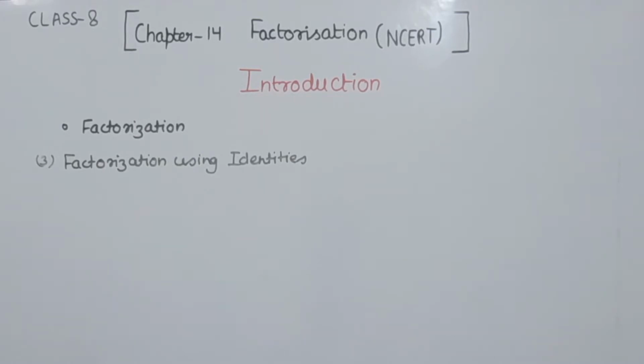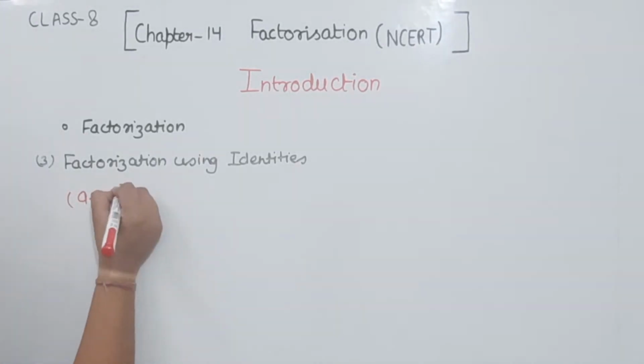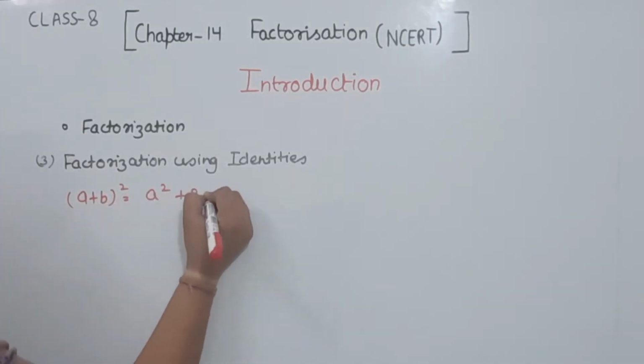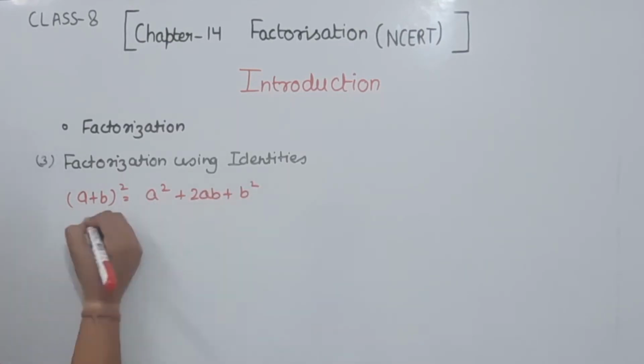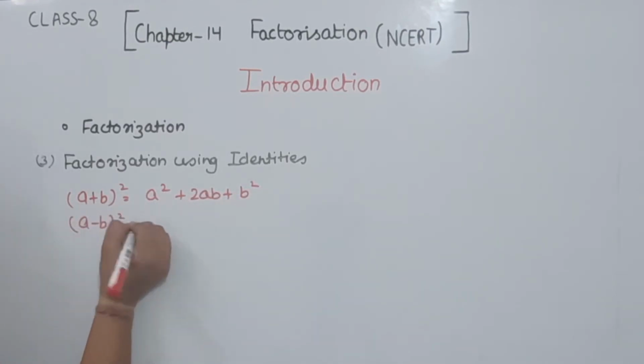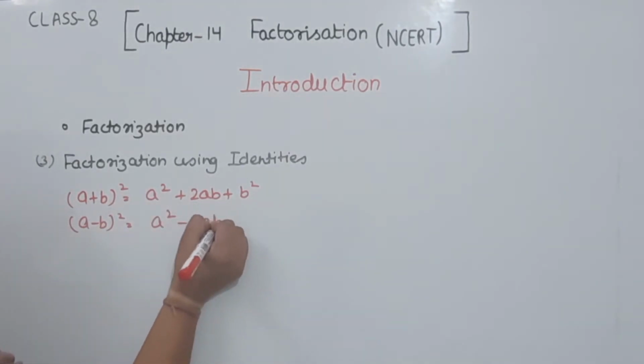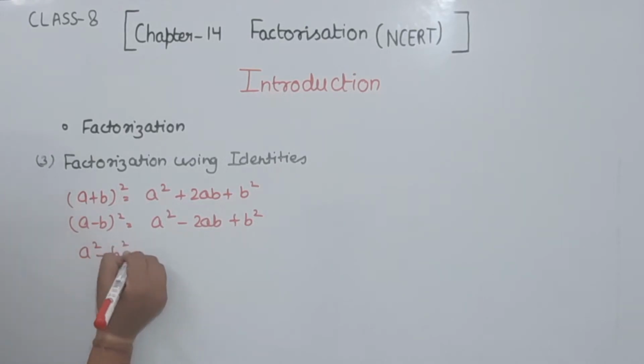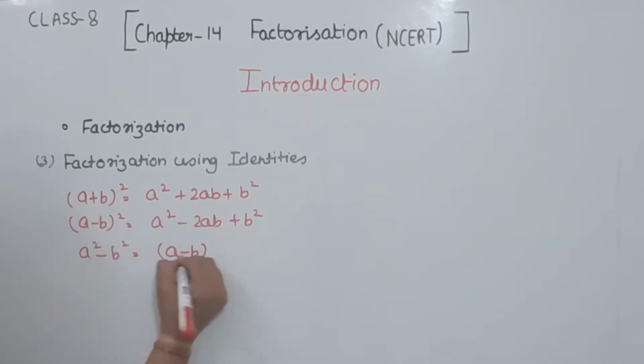The first property we have is (a plus b) square, which is a square plus 2ab plus b square. Now (a minus b) square is a square minus 2ab plus b square. So these are the two identities. Now comes the next one. The next one we have is a square minus b square, which is (a minus b) multiplied by (a plus b). So these are the identities which we are going to use. Let's take an example.